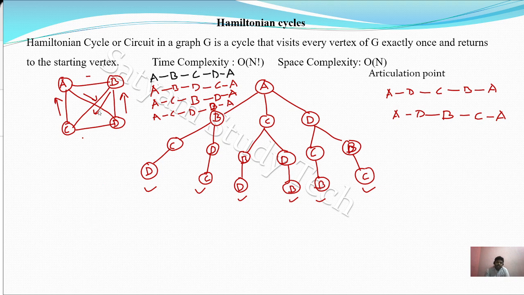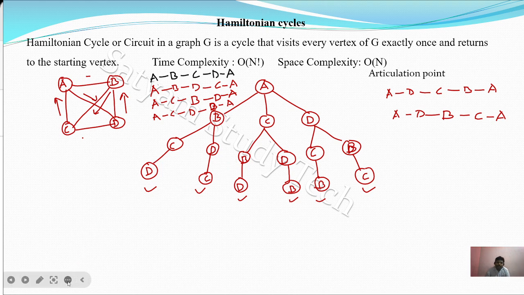For example, you can eliminate any one of the edges, then you can find out how many Hamiltonian cycles exist. Like either A to D you can remove, or B to C you can remove, any one of the edges, then you can find out how many Hamiltonian cycles exist in this graph.